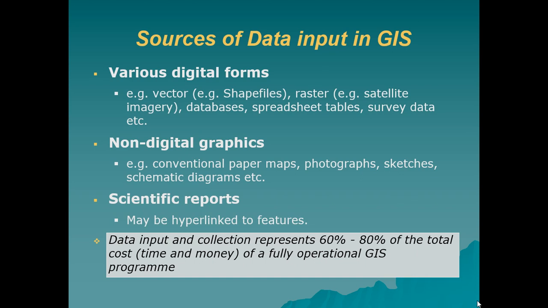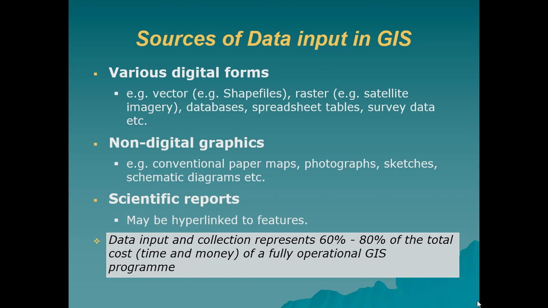Then we also have various forms of non-digital graphics, and these would include paper maps. For example, we talked about various types of paper maps in one of our early lessons. Photographs of all kinds, sketches, diagrams, etc. Now remember, when we have non-digital forms of data that we want to put into GIS, it usually requires converting it into a digital format, such as scanning or digitizing, for example.